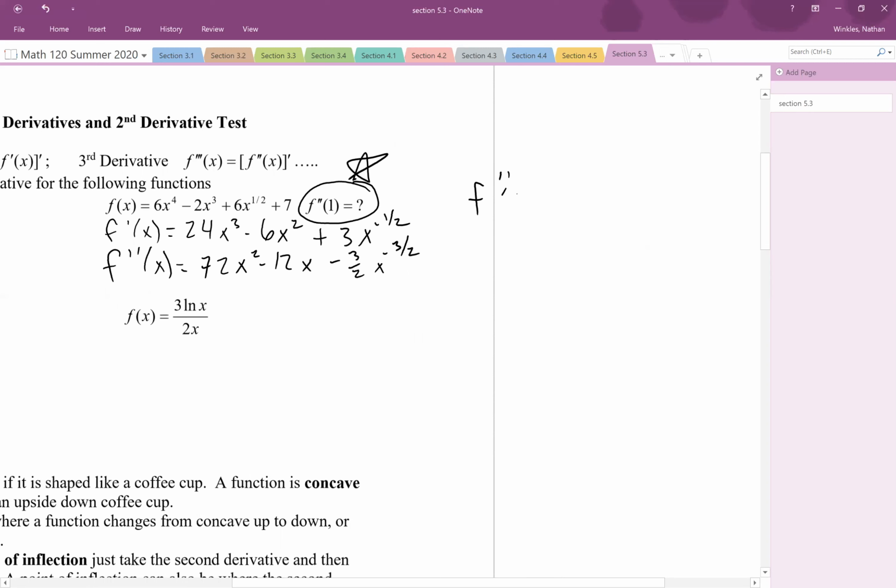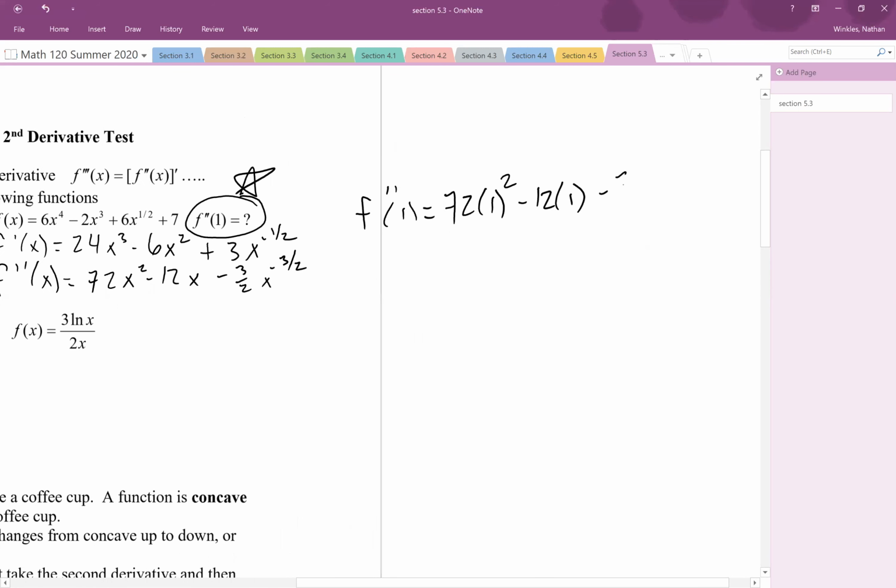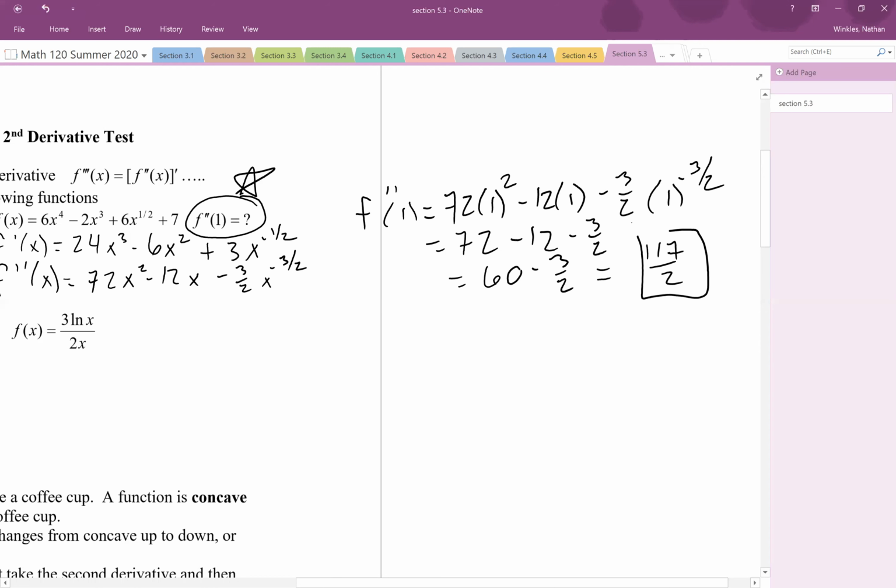So f double prime of 1 is 72 times 1 squared minus 12 times 1 minus 3 over 2 times 1 to the negative 3/2. So we get 72 minus 12 minus 3/2, or what is that? 60 minus 3 over 2. So 120 minus 3 is 117 over 2 would be our answer here.